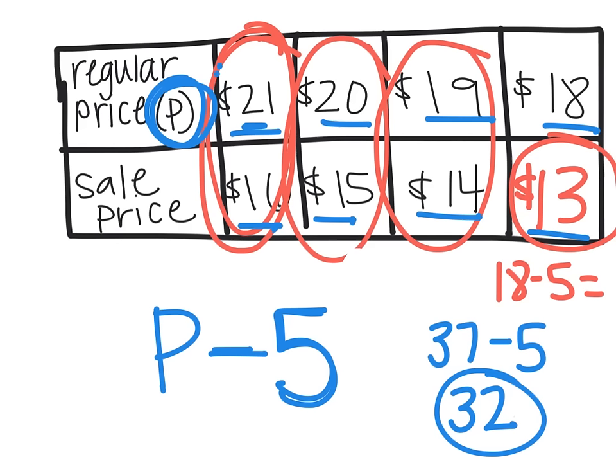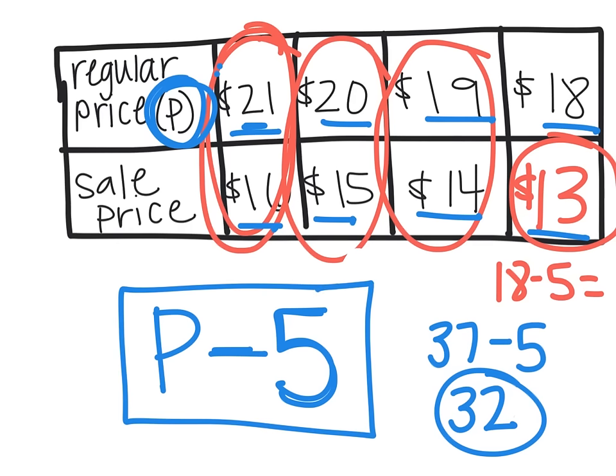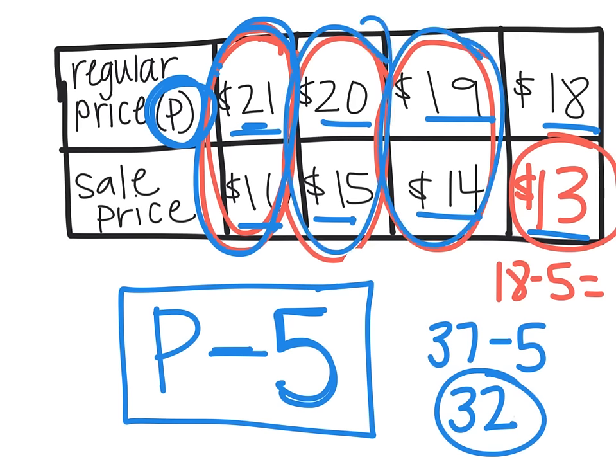So the reason we write it in an expression like this is so that you could take any number for P, plug it in, and find out that sale price. So the expression for this is P minus 5. That is what the relationship is between the regular price and the sale price, always. In this case, in this case, in this case, and so on.